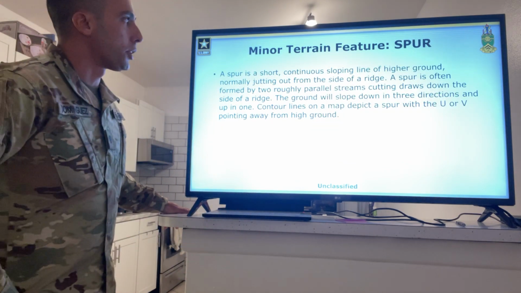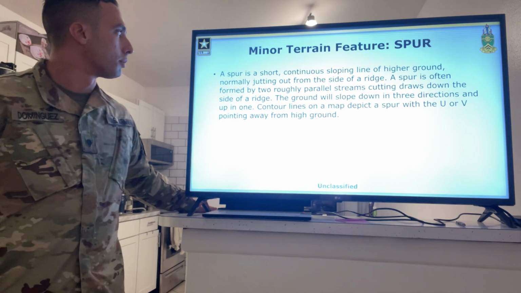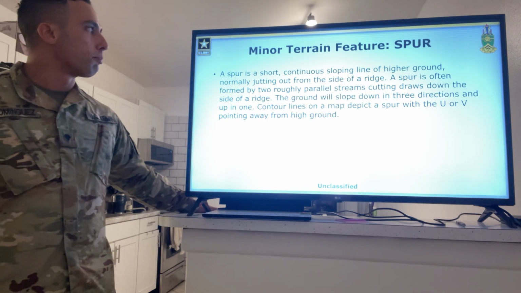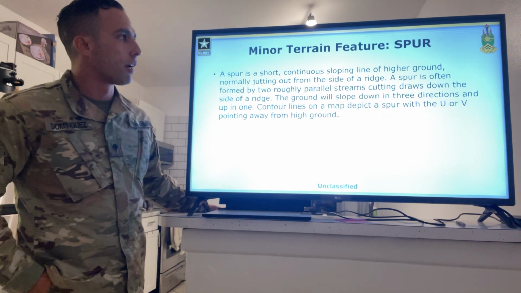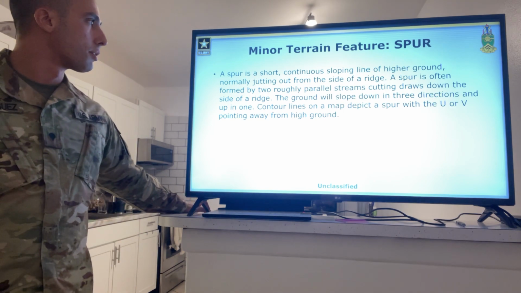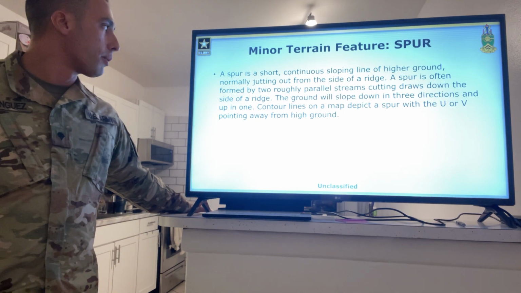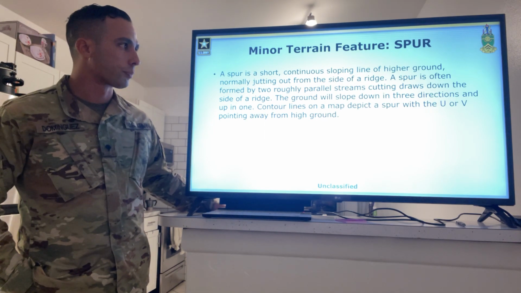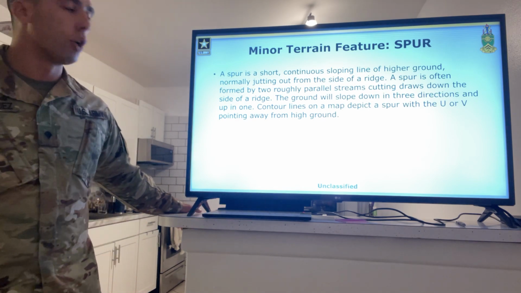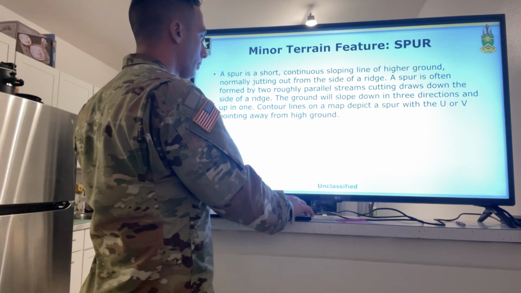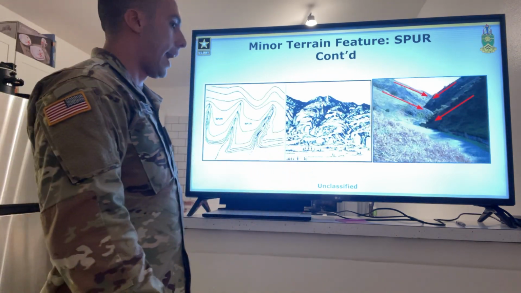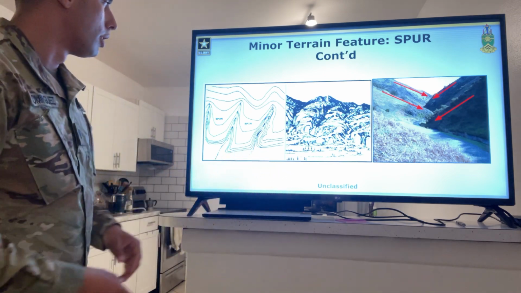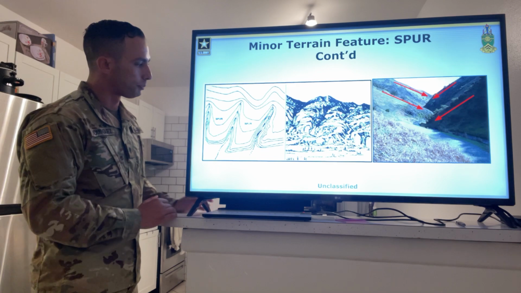A spur is a short, continuous sloping line of higher ground, normally jutting out from the side of a ridge. A spur is often formed by 2 roughly parallel streams cutting draws down the side of the ridge. The ground will slope down in 3 directions and up in 1. Contour lines on a map depict a spur with the U or V pointing away from high ground, so opposite of a draw. And in fact, when you identify a spur, you could typically identify a draw right next to it, like we can see in this image right here.